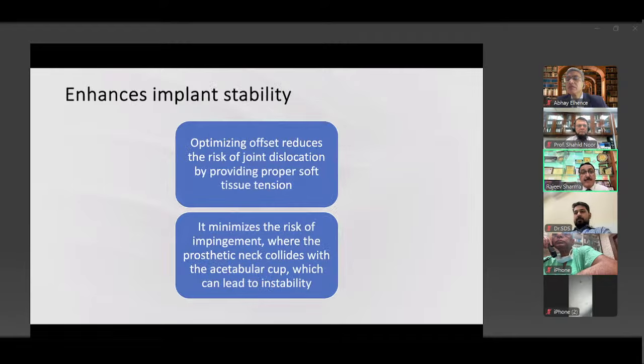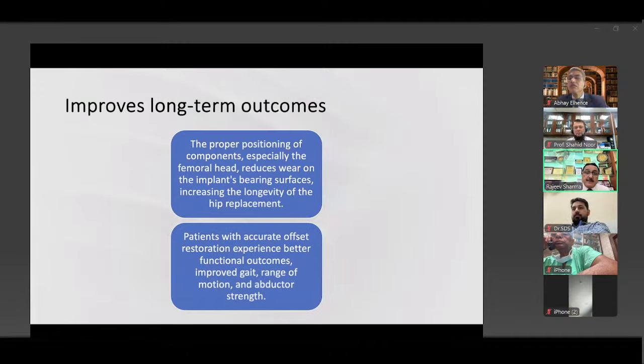The implant stability it enhances: optimizing the offset reduces the risk of joint dislocation by providing the proper soft tissue tension. It also minimizes the risk of impingement. And it also helps in long-term outcomes. The proper positioning of components, especially the femoral head, reduces the wear on the implant's bearing surfaces and increases the longevity of the hip implant.